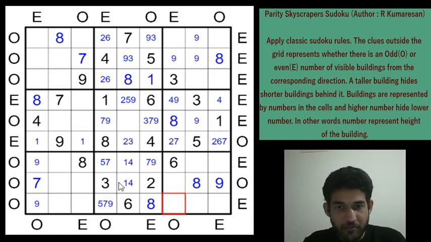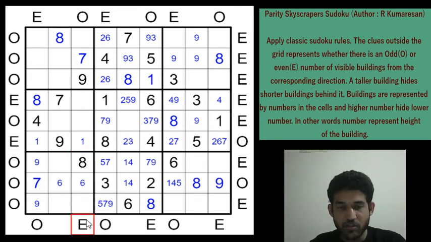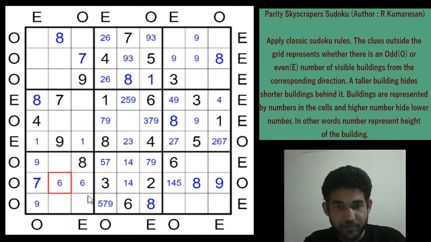So along row 8, remaining digits are 1, 4, 5 and 6. As 6 is here, this possibility will be 1, 4 and 5, and 6 must go into one of these 2 cells. Can a 6 be here? Yes, you can have something lower than 6 here and satisfy this clue. So you can have the 6 here. This seems to be a very tough Sudoku, guys. Some of the deductions are very sharp.